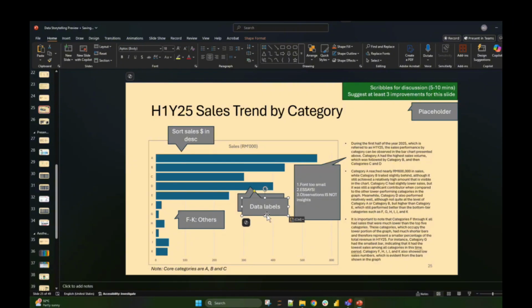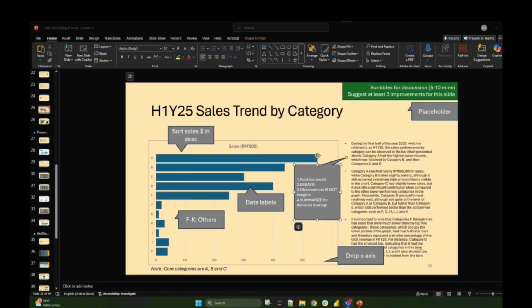Okay, wait. Oh, wow, I did not expect myself to be so busy right now managing the chat. Okay, drop x-axis. And going back to Catterson, who says probably can summarize the finding for decision making. So this one I'm just going to add as number 4, summarize for decision making. Okay, and then I see Ting is saying provide reason why C reduced in sales volume.